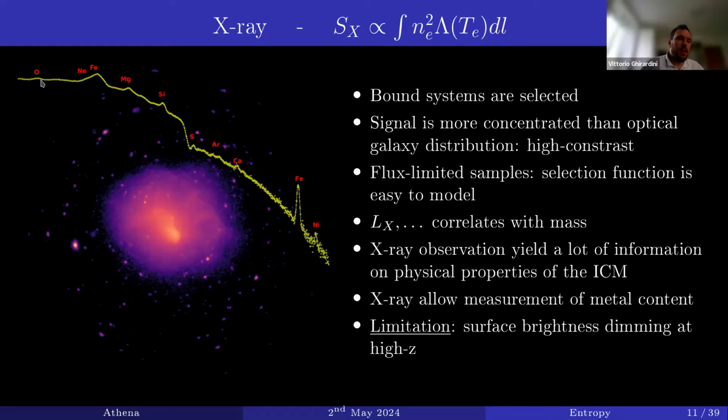As you can see here, over the image, you see in yellow an example of a spectrum of a galaxy cluster, and you see that there are very bright lines in the spectrum. Therefore, X-ray observations of galaxy clusters are really powerful in order to assess the metal content of galaxy clusters. However, one limitation that one always has to remember is the dimming effect of X-ray brightness with redshift, as its signal goes down with luminosity distance squared, so it's going to be very dim at higher redshift.